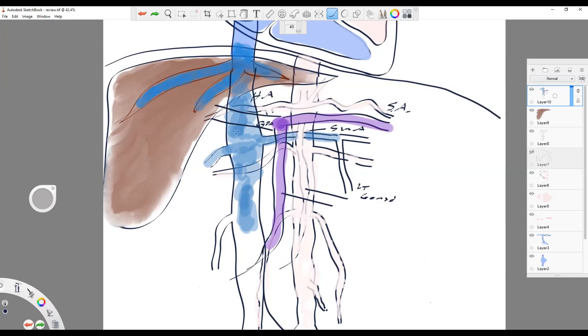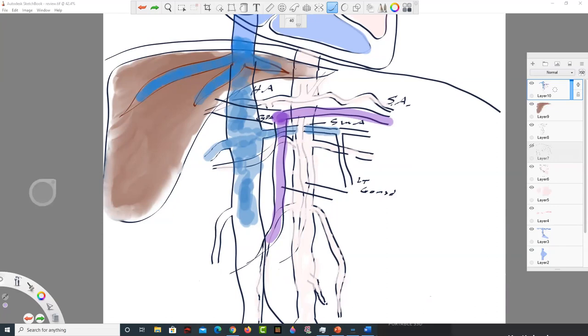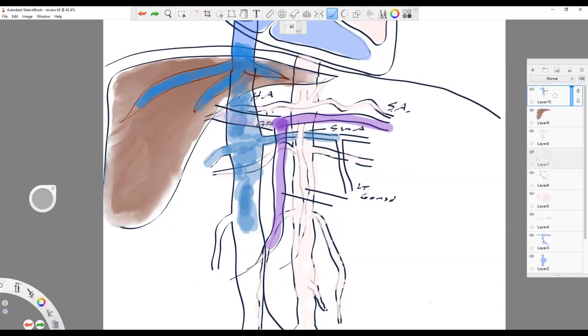So it gets a little confusing, but okay, so let's continue on with our, wish I didn't have to choose a color every time. Here's our portal vein coming up from there. Okay. So is the portal vein going back to the heart? No, it's going to the liver.